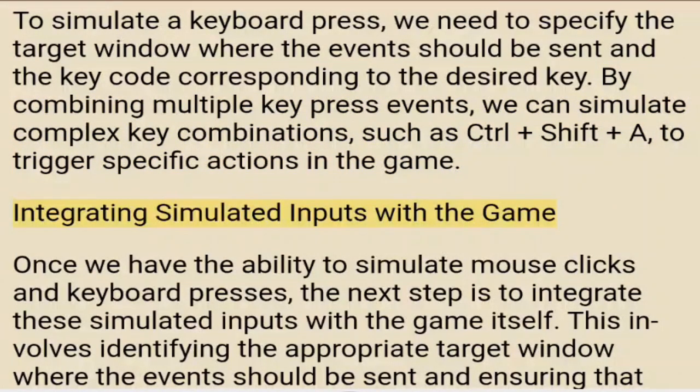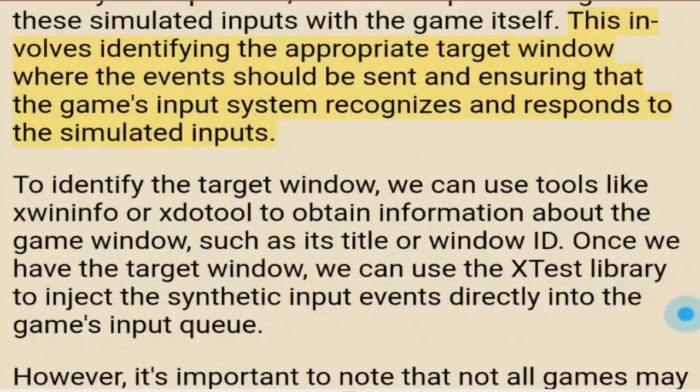Integrating simulated inputs with the game. Once we have the ability to simulate mouse clicks and keyboard presses, the next step is to integrate these simulated inputs with the game itself. This involves identifying the appropriate target window where the events should be sent and ensuring that the game's input system recognizes and responds to the simulated inputs. To identify the target window, we can use tools like xwininfo or xdotool to obtain information about the game window, such as its title or window ID.